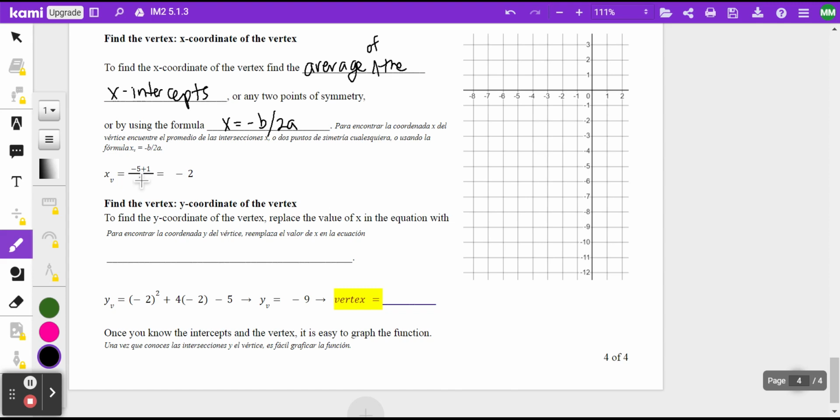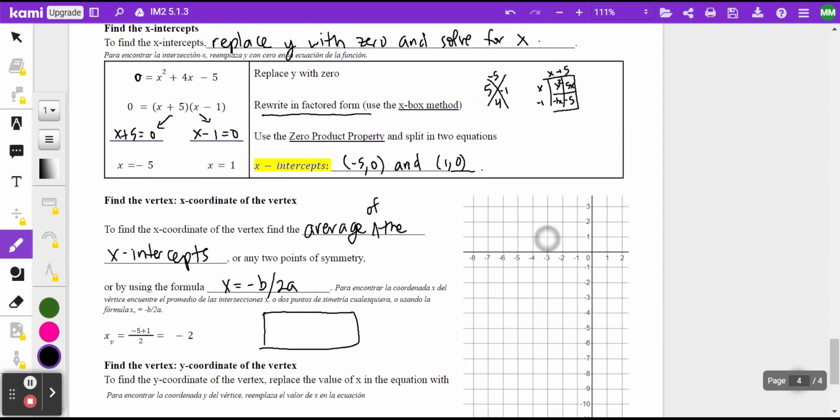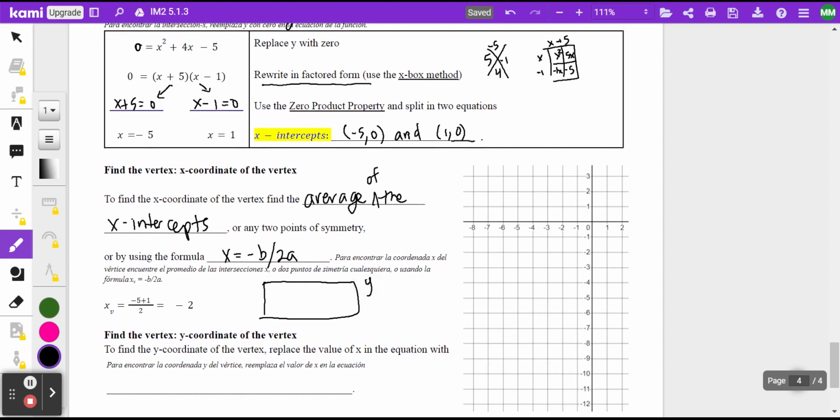Our x-intercepts were at negative 5 and 1, so you can add those together and divide by 2. And I will show you the negative b over 2a method right now. Let's see. My function was y equals x squared plus 4x minus 5. A is 1. B is 4. C is negative 5. You can also find the x-coordinate of the vertex, the line of symmetry, by doing negative b, so negative 4, over 2a. So 2 times 1, that also equals negative 2. A separate method you can use if you like.